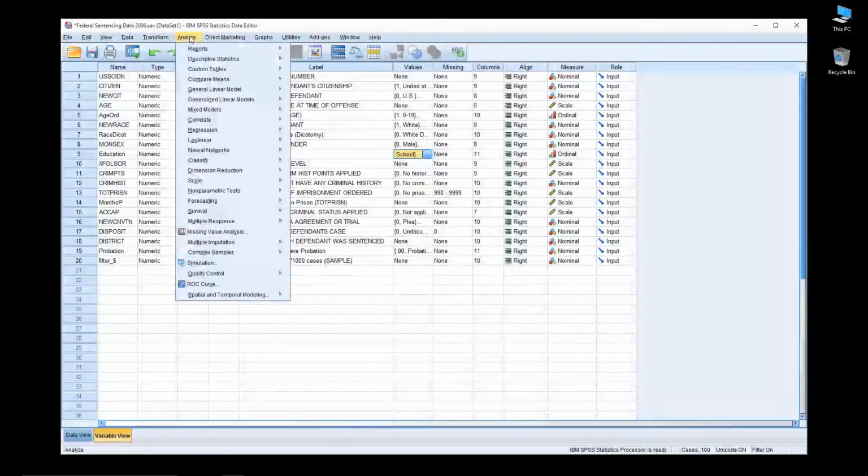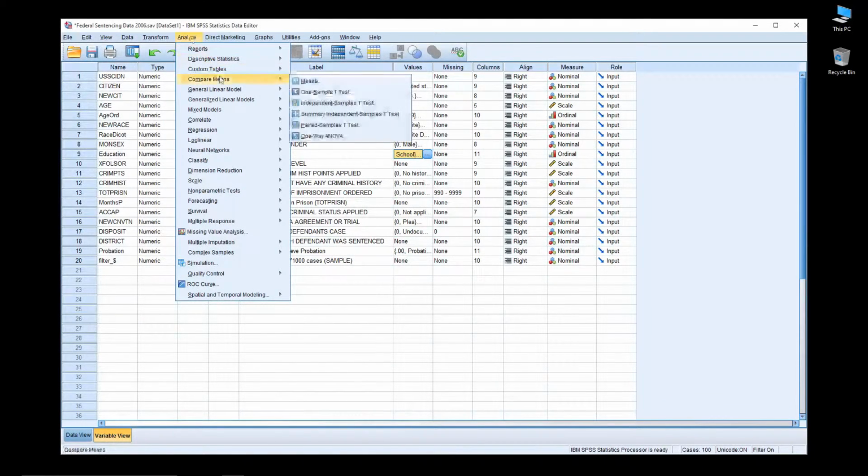So beforehand, when we were simply doing a t-test, we went down to compare means and we would go over to independent samples t-test. But once again, this was only good if we had two categories that we were comparing against each other. So we examined the average sentence length between men and women, testing the hypothesis of, is there a difference between gender? What we're going to do today, though, is since we have multiple groups in there, we want to compare all of them.